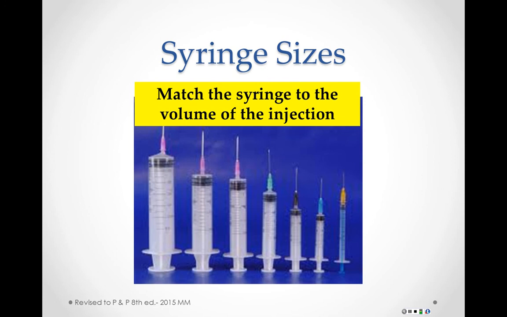Syringes range in size from 0.3 milliliters to 60 milliliters. When choosing a syringe, always select the size closest to the injection amount to improve accuracy of preparation. With IM injections, it is uncommon to use a syringe greater than 3 milliliters. However, on rare occasions, a 5 milliliter syringe may be required. 5 milliliters is the maximum volume that can be injected into a large, well-developed muscle.